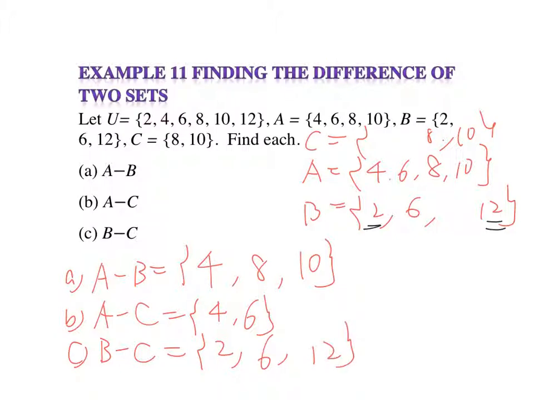See that you always start with the first set, and then you look into the second set. If there's nothing in common, you have to keep that. So such as A minus B, you don't have 4 in B, so you have to keep the 4. But because you have 6 in B, you have to cancel that out. That is the difference of 2 sets.